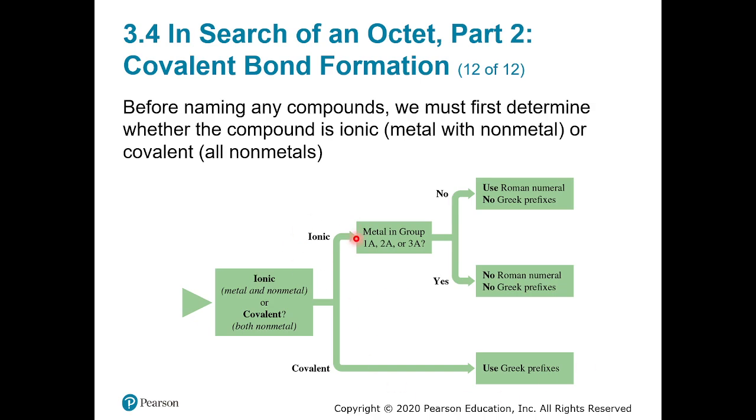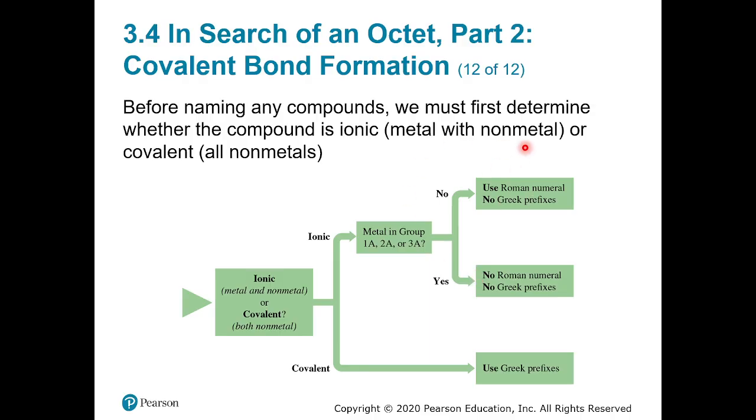And so metals, are they in group 1A, 2A, or 3A? If they're in groups 1, 2, or 3A, then there are no Roman numerals. Don't need Roman numerals, don't need Greek prefixes. You just name the metal, and then whatever the anion is. That will be things like magnesium oxide, right? Sodium oxide, sodium chloride.